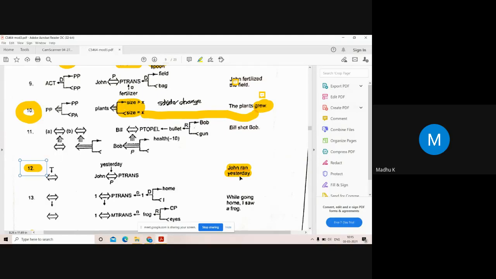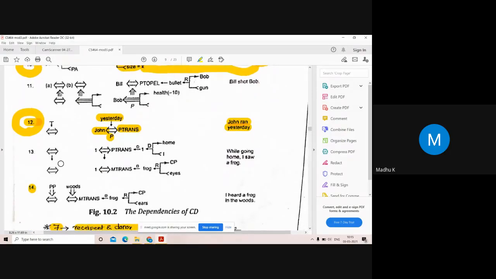John ran yesterday. So John is the picture producer. P trans is the act. P is past tense. In addition, I attached the time, yesterday. I can attach time in this way. For example, John ran at 5 o'clock. Then instead of yesterday, I can represent 5 o'clock. So if the sentence involves a time, then I want to apply rule 12.